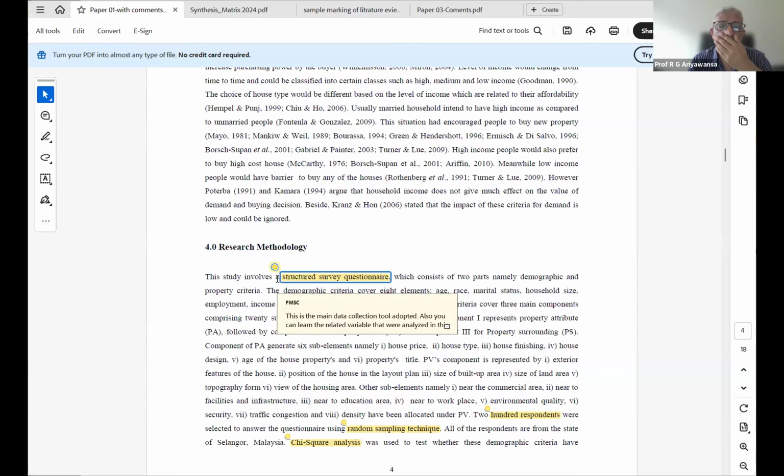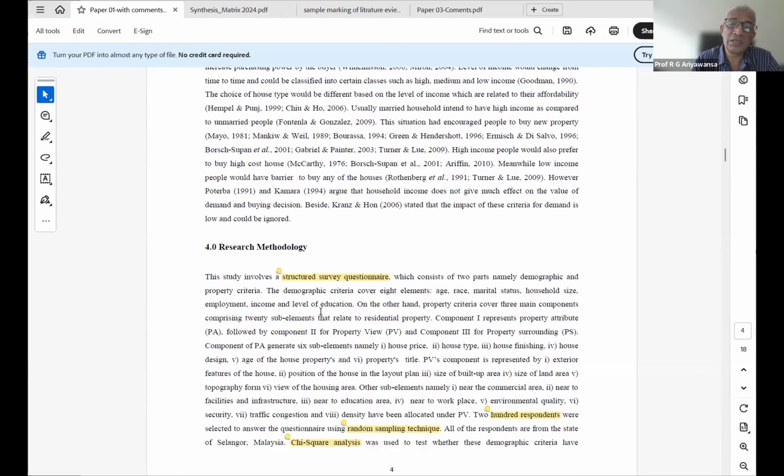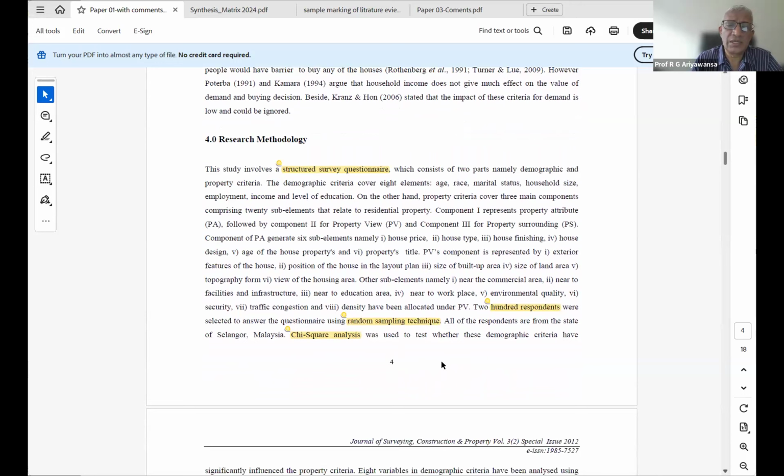So structured survey questionnaire. They have used a structured survey questionnaire. So you should know what a structured survey questionnaire is. So we'll teach you and you can understand, right? So accordingly, you can understand the problem and the way they have addressed it, what are the suitable, appropriate methods, what type of data they have collected, according to the data, what are the tools and techniques they have adopted, right? So everything you can learn through reading. Many things you can learn through reading research articles. New knowledge also you can.